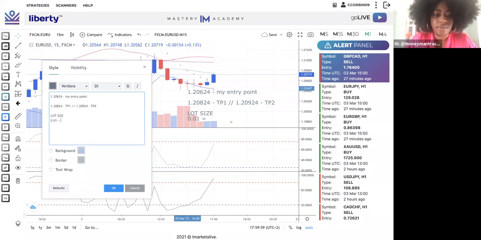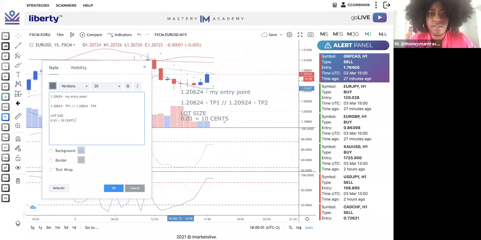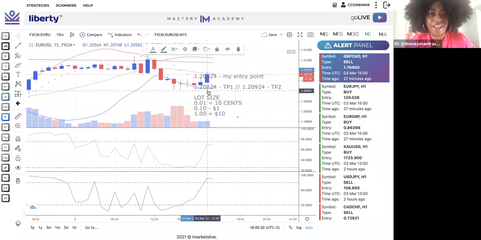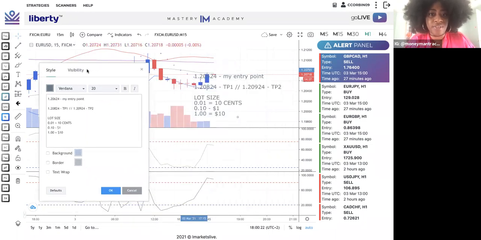0.01 is equal to 10 cents, right? 0.10 is equal to $1. 1.00 is equal to $10, right? Now that's hella important, family. That is so important. It don't even make sense how important that is, right?